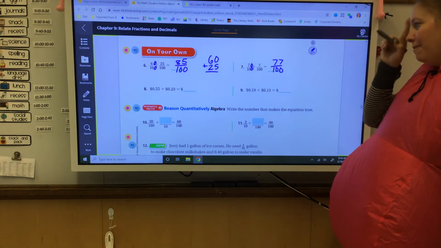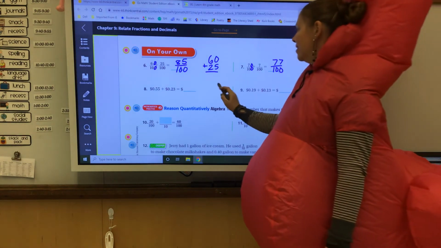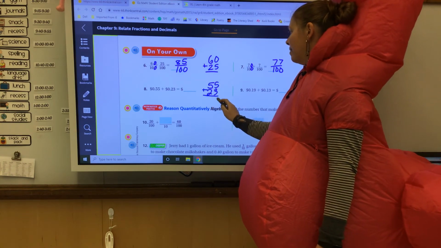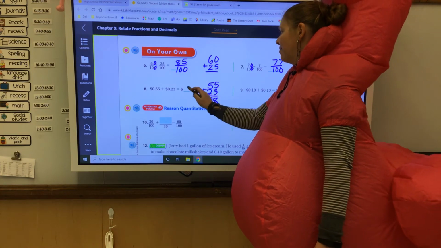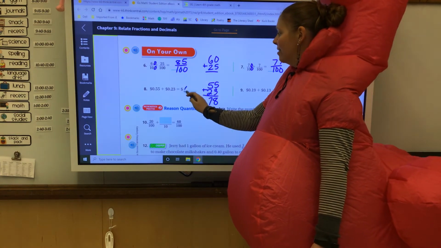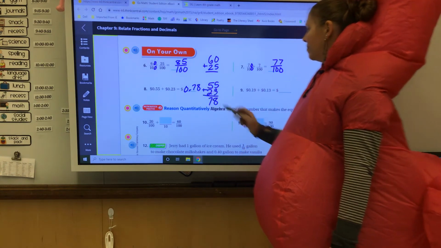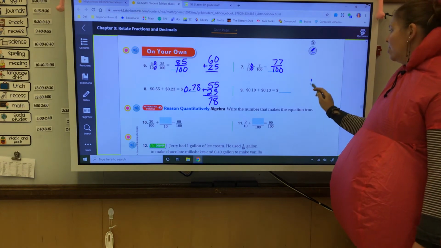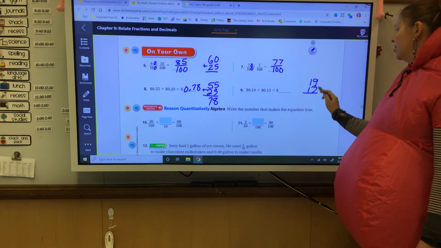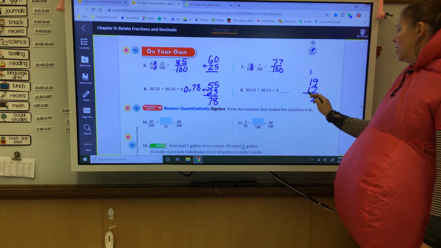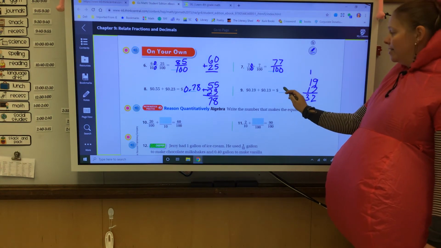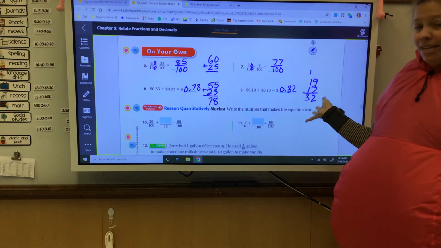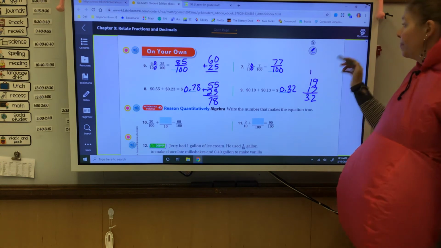Number 8, 55 cents plus 23 cents. We can add those two change amounts together, and we can get 78 cents. Dollar sign, 0.78. And number 9, 19 cents plus 13 cents. We can add our change, 9, 10, 11, 12, carry the 1, dollar sign, 0.32. This is all your homework is. There's a couple word problems on there as well.